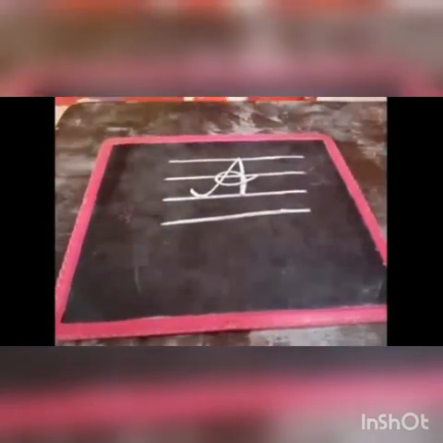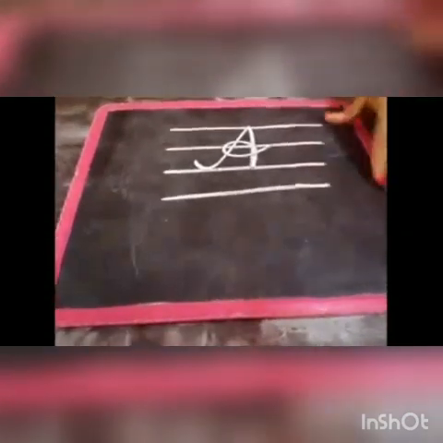You can see in your notebook the four lines. The first and the last one are in red color and the middle two lines are in black color. Right? Now I will tell you how to write letter A in this notebook.